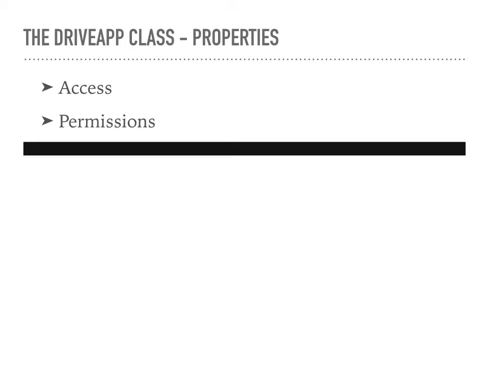The DriveApp class has two properties. Access, which contains the classes of users who can access a file or folder, besides any individual users who have been explicitly given access. The second property is permissions, which are the permissions granted to users who can access a file or folder.